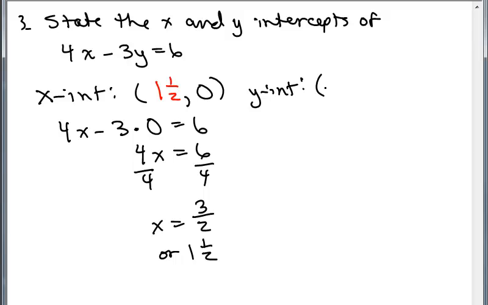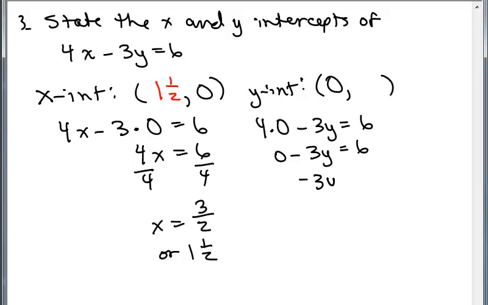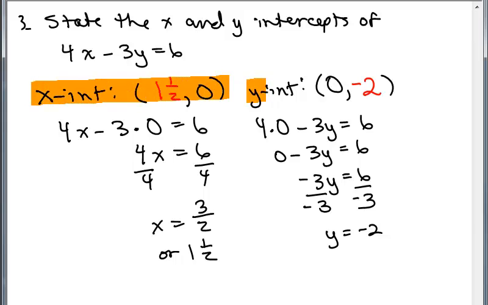For the y-intercept, we're going to put in 0 for x. So we have 4 times 0, minus 3y equals 6. So that 0 minus 3y is 6, or negative 3y equals 6. Divide both sides by negative 3, and y is negative 2. So when you put in 0 for x, we got that y was negative 2. So our answers are, here's the x-intercept, there's the y-intercept.